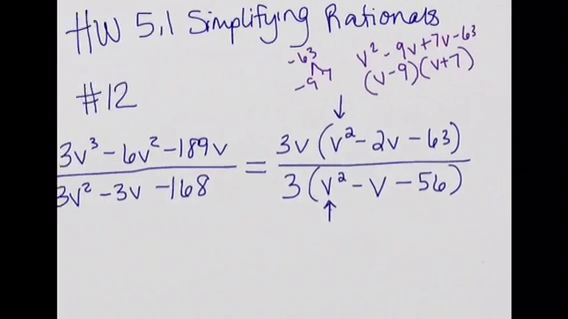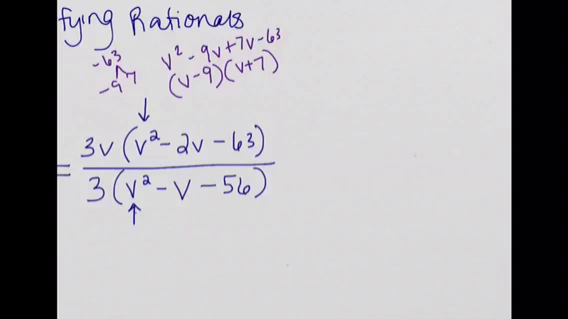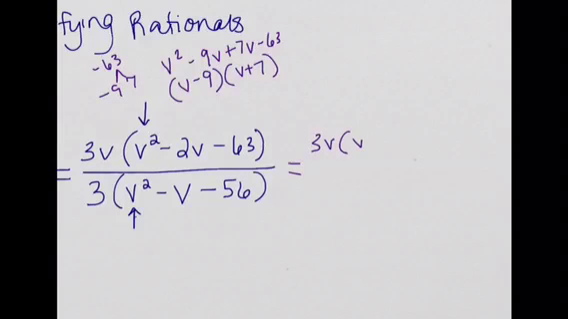Okay, so I'm going to slide this over here for a second, and I'm going to say that the top is 3v and put my two factors in here. And now I'm going to go ahead and deal with the bottom, okay, because the top is all completely factored out to linear terms. And for the bottom, I need factors of negative 56 that add up to be a negative 1. And I found that to be a negative 8 and a positive 7.